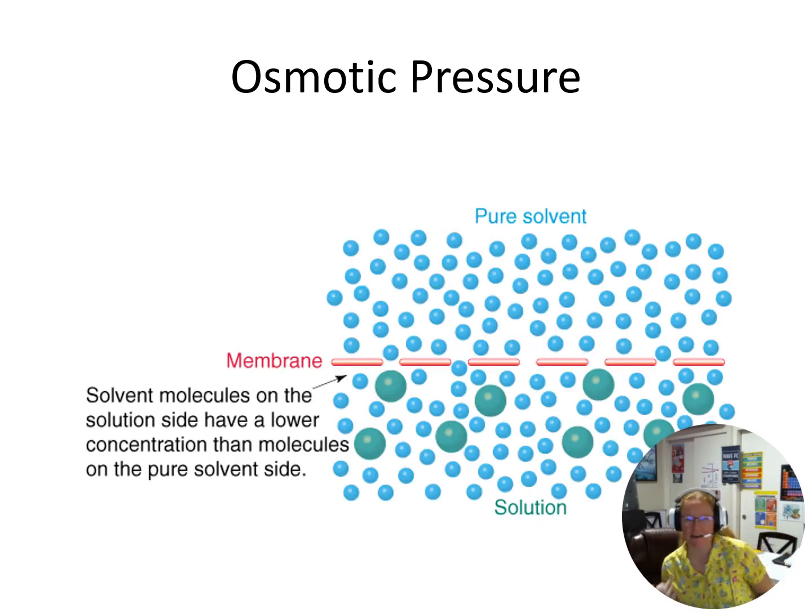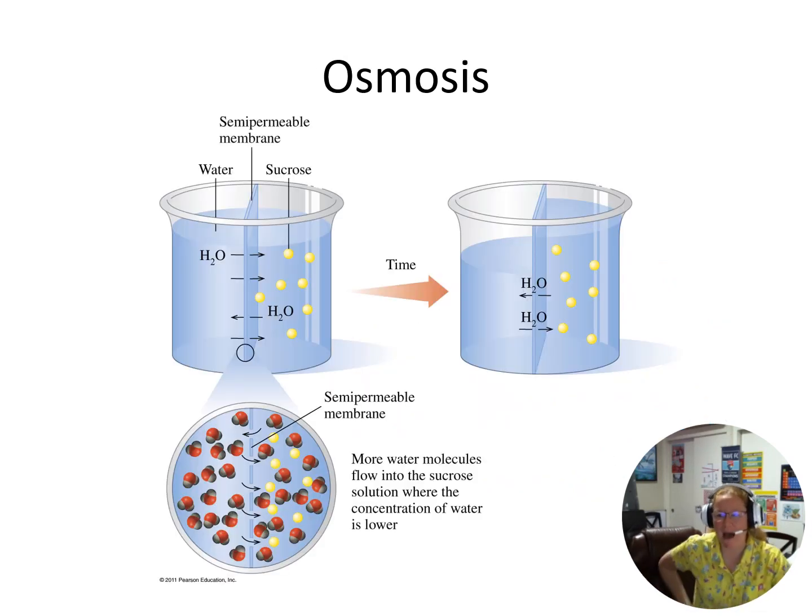So what happens in osmotic pressure is we have a solution on one side and a pure solvent on the other. So there's a semi-permeable membrane. The semi-permeable membrane allows the solvent particles to pass, but the solute particles are too big. And so what ends up happening is we get a lower concentration of the solvent on the solution side because there's solute particles in the way. And so what ends up happening is the whole system wants to equalize the pressure.